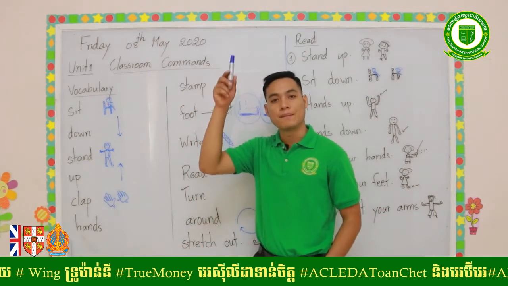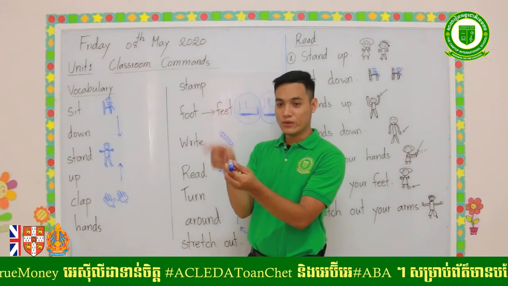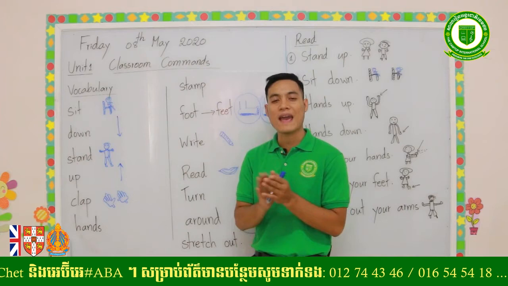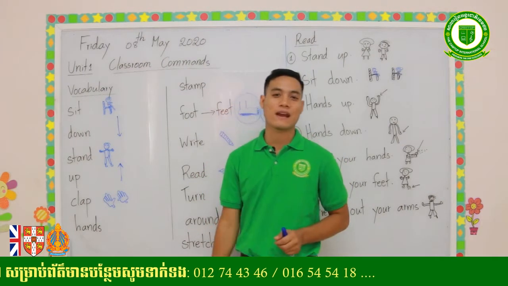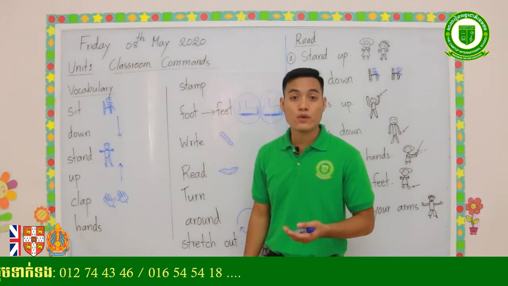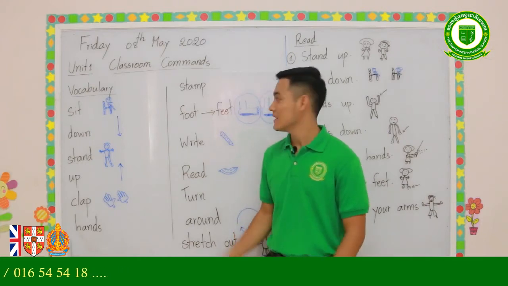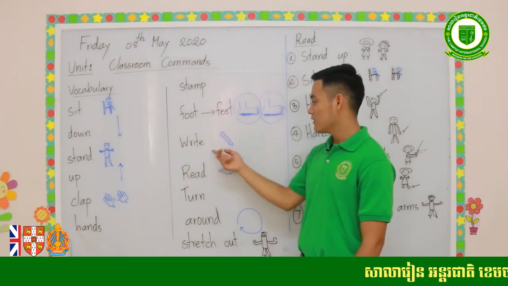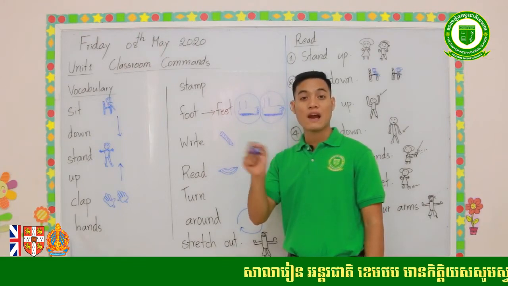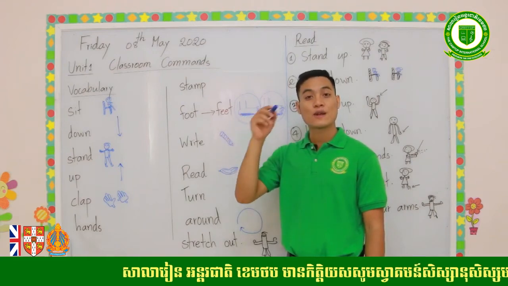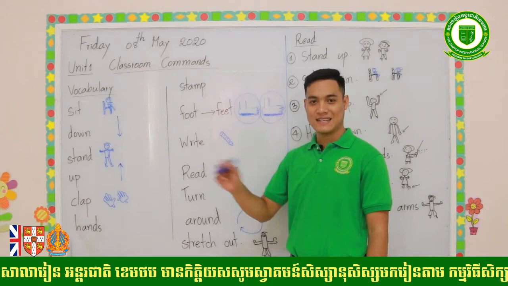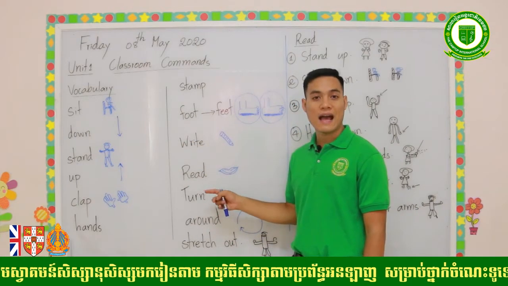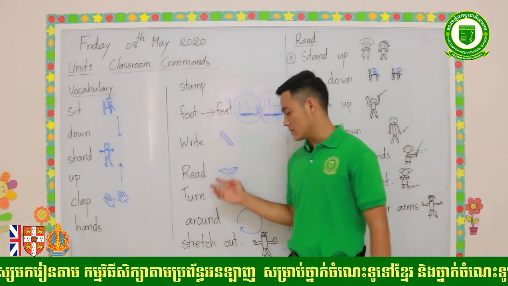And this one is up. Look at the marker: 1, 2, 3. Up. Clap your hands. Clap hands. And this one is stamp. What do you use to stamp? Your feet, right? Stamp your feet. You have 2 feet. Write. I use a pencil to write. I use my fingers to hold a pencil. Read. I read the vocabulary. And I just add 3 new words.